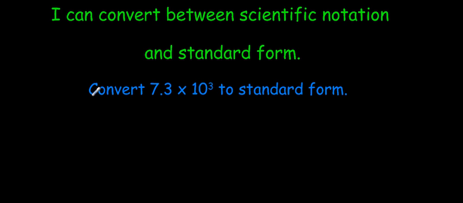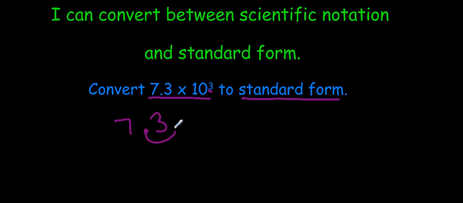So if we need to convert 7.3 times 10 to the third, which is written in scientific notation form, to standard form, that just means make it look standard, like we're used to seeing numbers look. Make it look kind of normal. So if we have 7.3, what this 10 to the third means is multiply it by 10 three times. And every time we multiply by 10, we know our place value system is based on 10, so really we're just moving our decimal point over one spot.